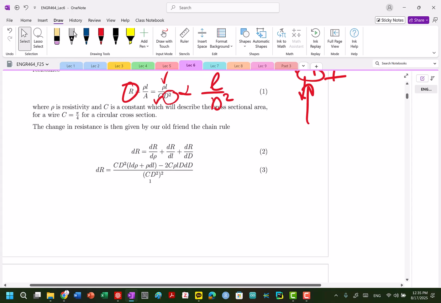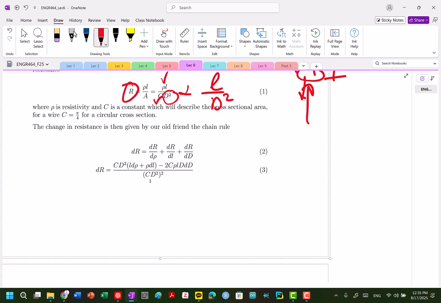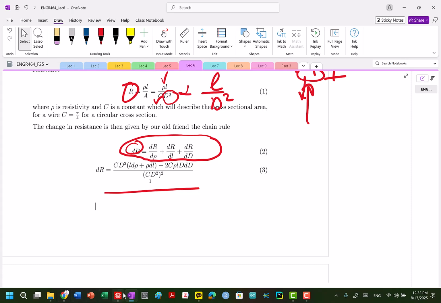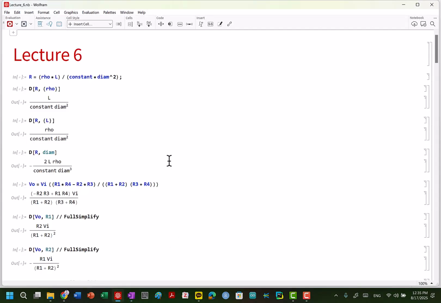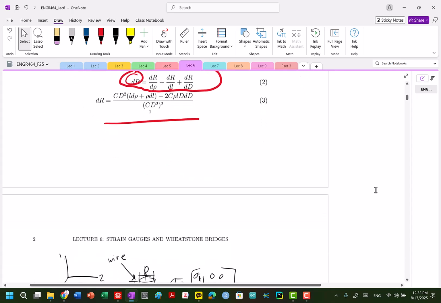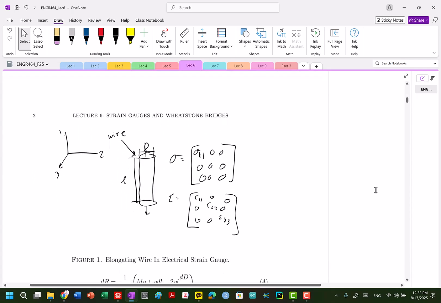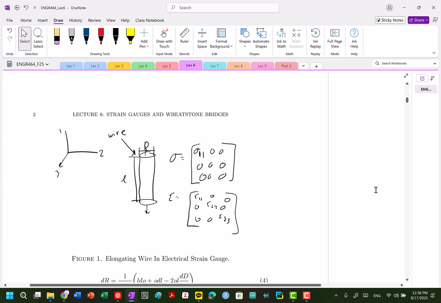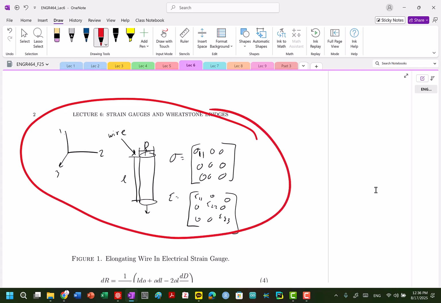Now, we're interested in when the resistance is changing. So let's see how the resistance changes as a function of the parameters we talked about. We're going to use our old friend, the chain rule, and take partial derivatives with respect to resistivity, length, and diameter. You can walk through this in our Mathematica notebook, but a lot of this is just algebra and rearranging material parameters.